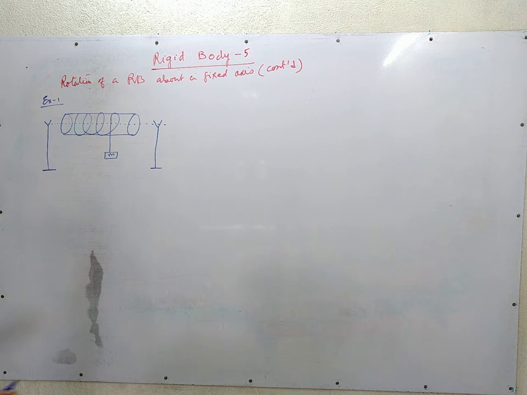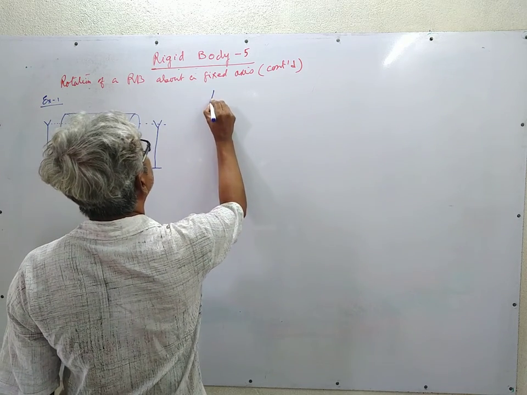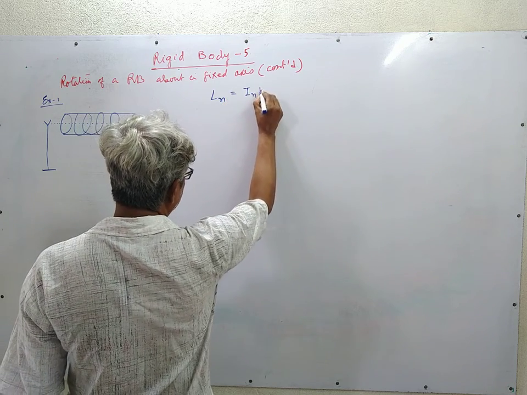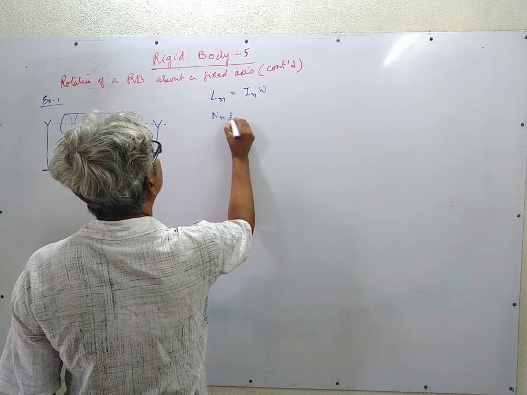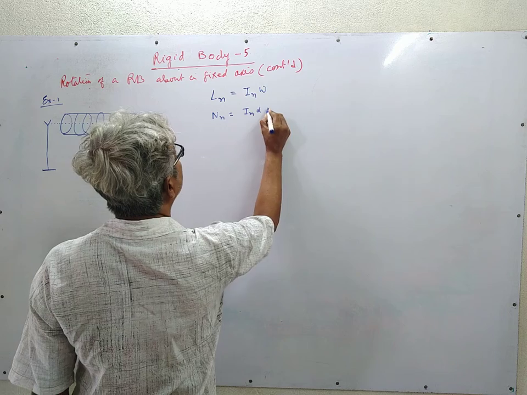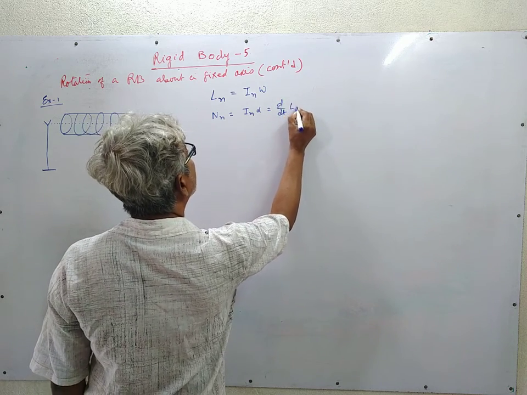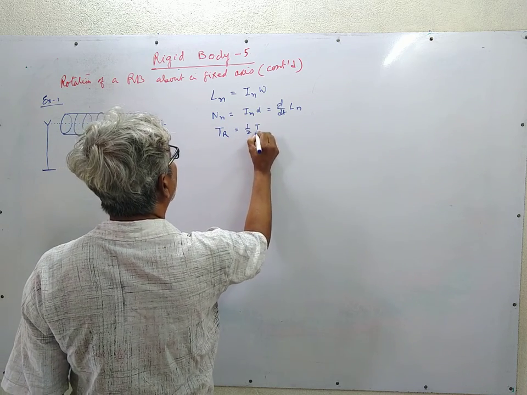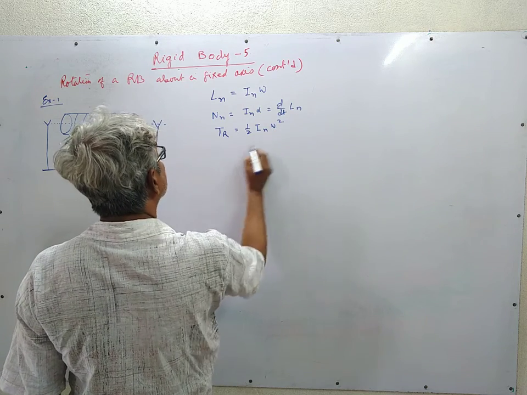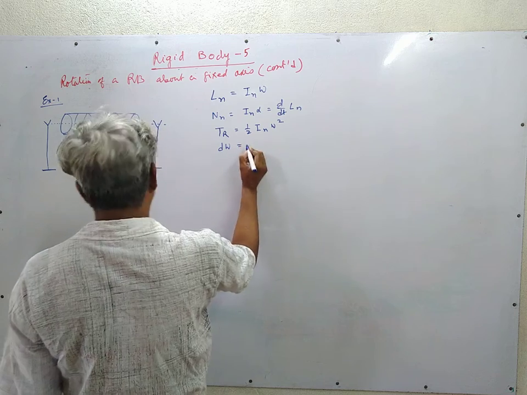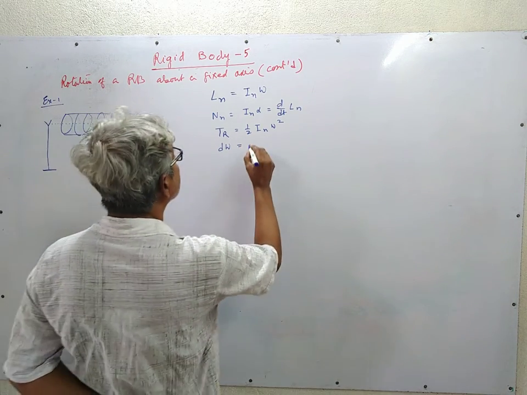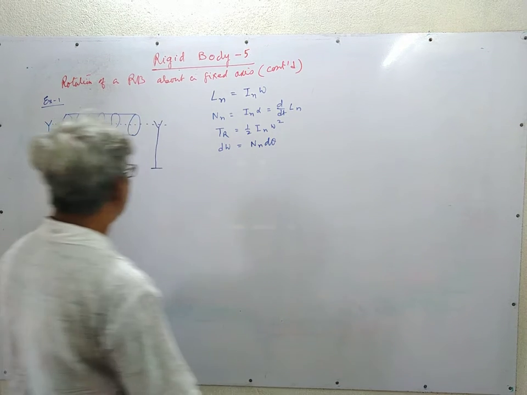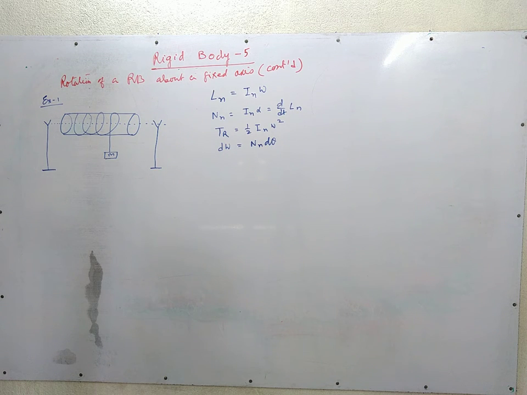In the last class, what we obtained is that if we take the component of angular momentum along the axis of rotation, then it is given by this, and the torque is I n alpha, which can be written as d/dt of L n. The rotational kinetic energy can be written as half I n omega square, and the work done in displacing the rigid body by a small amount d theta is governed by N n d theta. This was the outcome of our last lecture.